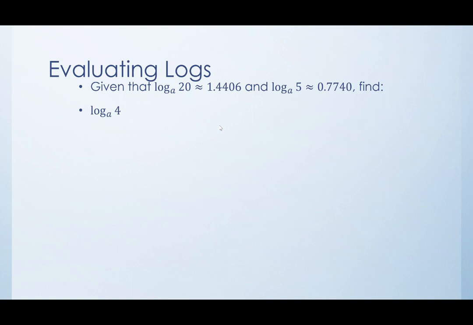So we're like, well, how should I know, right? All I know is these two things. But can we create 4 using some combination of 20 and 5, or even potentially the base A? And hopefully you look at this and say, well, yeah, I can, because I know 20 over 5 is equal to 4. And therefore, that's a log of a quotient, so I can use the quotient rule: log of 20 minus log of 5.